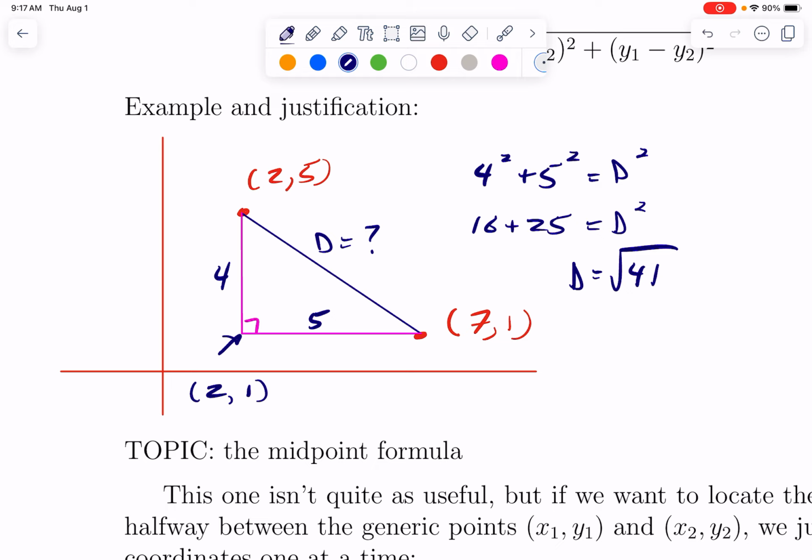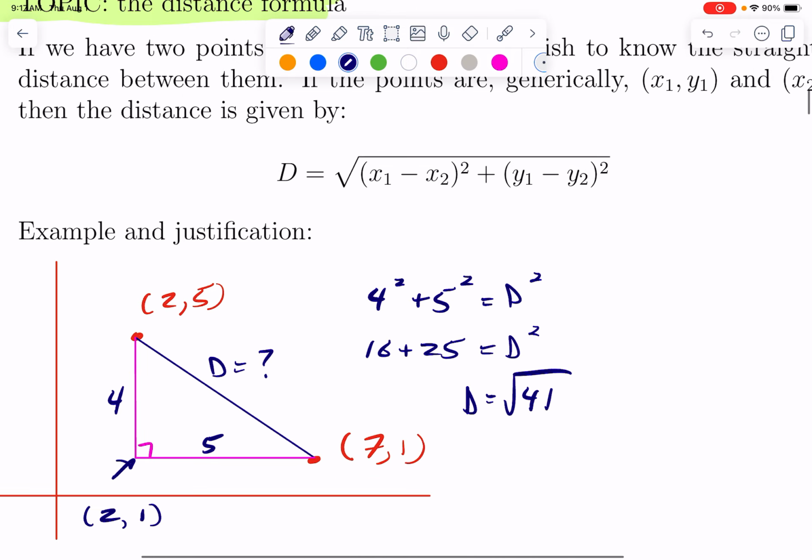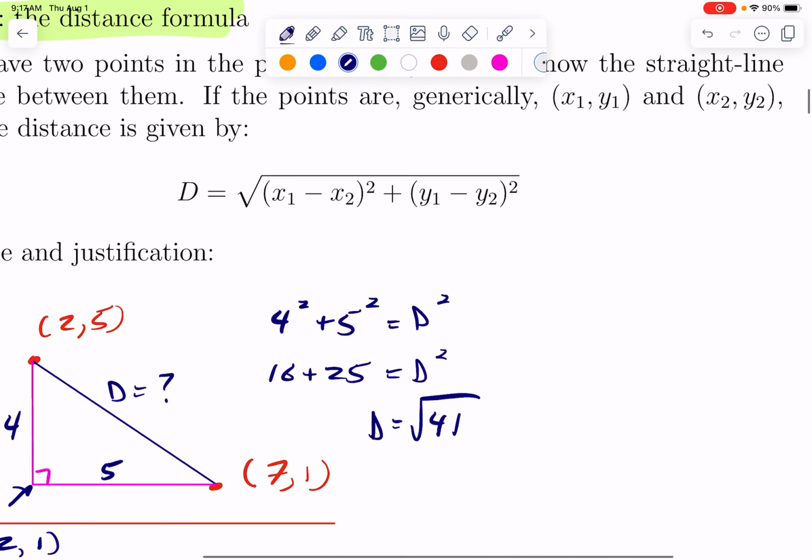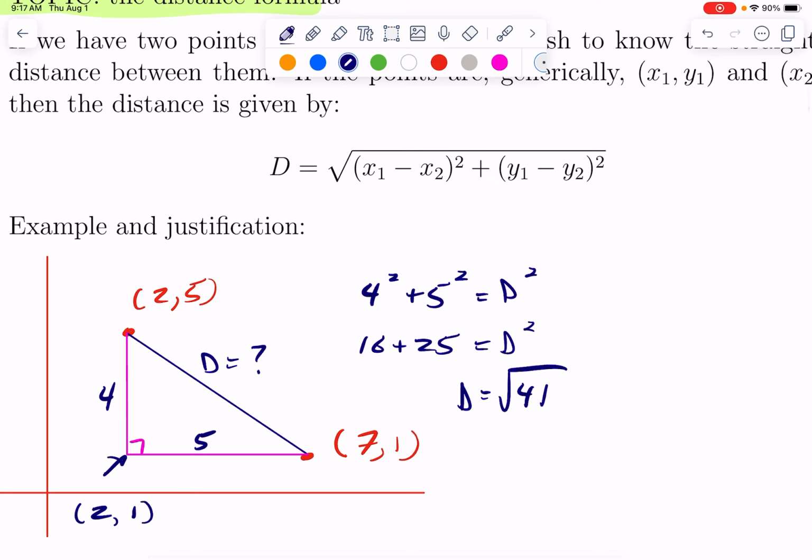It's faster if you just know a formula for this, rather than having to draw the picture every time. So let's think about this. Where did that 5 come from? That 5 came from subtracting our 2 x coordinates. 2 minus 7, 7 minus 2, it really doesn't matter the order. But we subtracted those and we got 5.